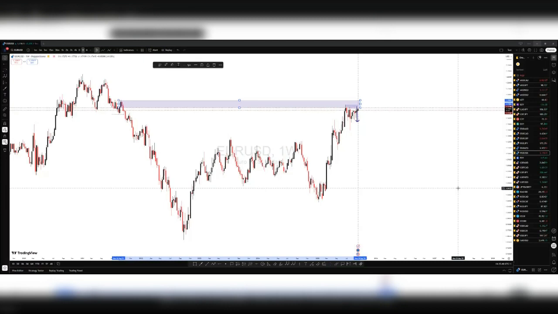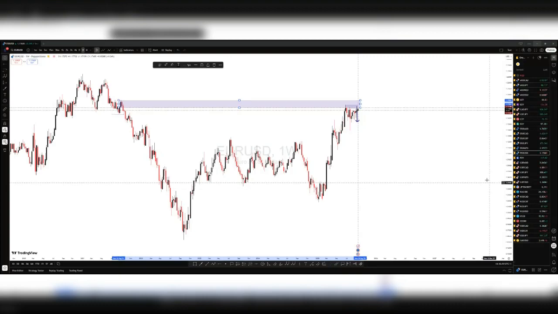So that's the same way demand and supply zones work. If you want to know a valid demand or supply zone, you know it based on how quickly price reacted from that zone. Do you get it? You want to check how quickly price reacted from that zone.